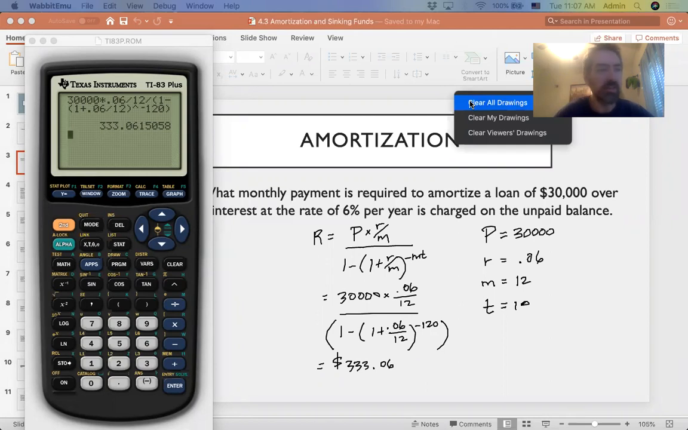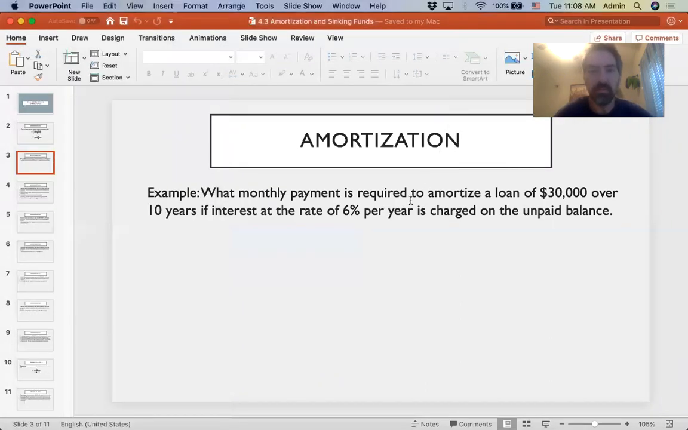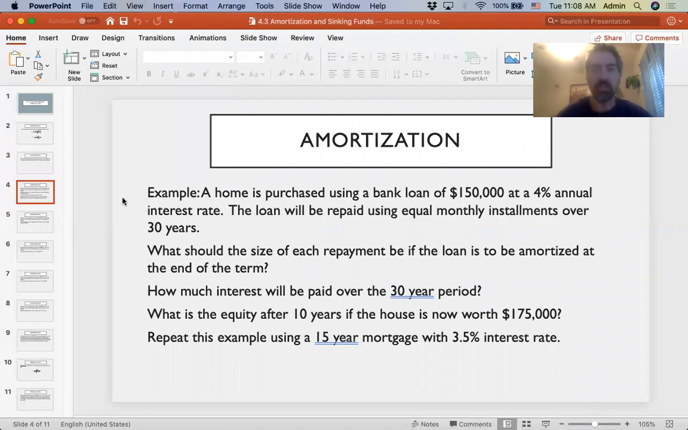All right, let's take a look at another example here. This one has multiple steps, where we have a home that's purchased using a bank loan of $150,000 at a 4% annual interest. The loan is going to be repaid using equal monthly installments over 30 years. So we want to know what the payment size should be if the loan is to be amortized at the end of the term. How much interest will be paid over that 30-year period?